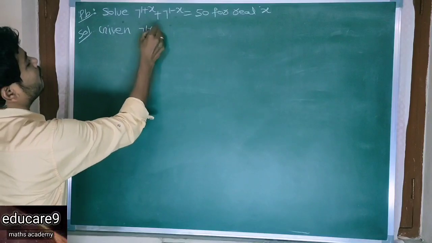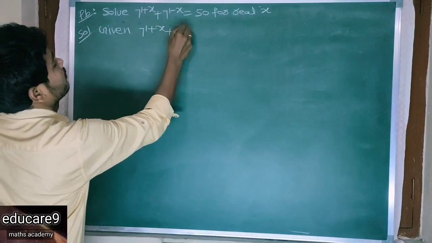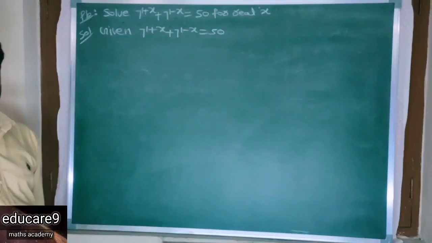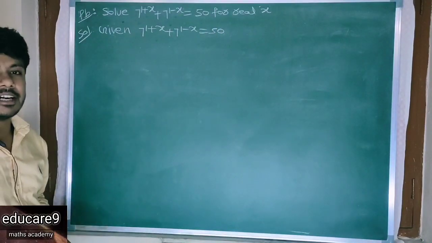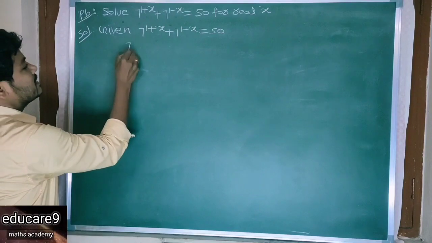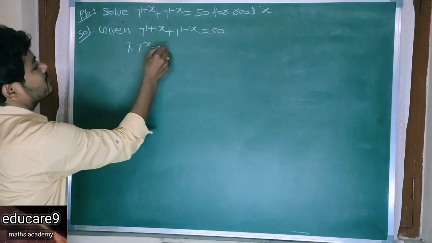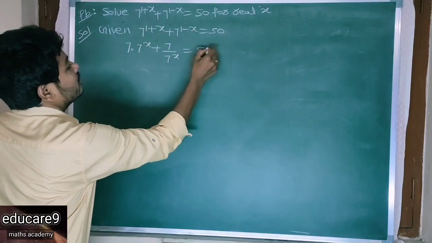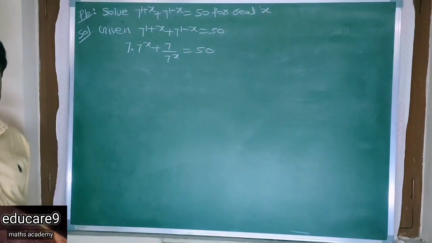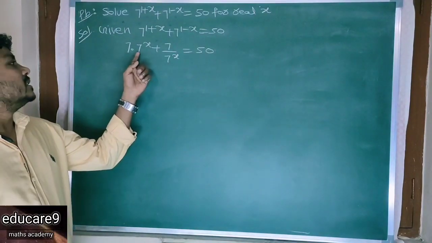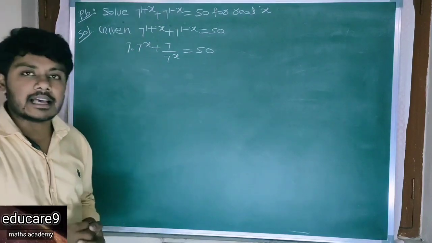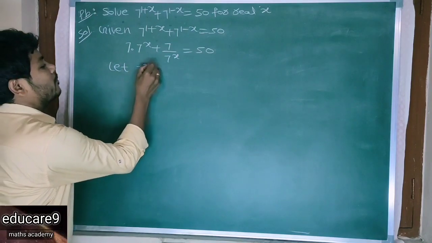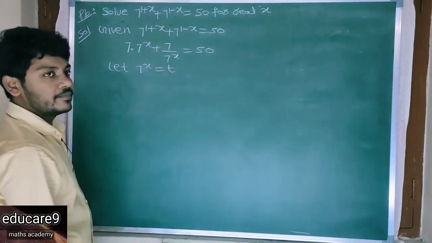7 power 1 plus x plus 7 power 1 minus x is equal to 50. This equation can be written as 7 into 7 power x plus 7 by 7 power x is equal to 50. So here let 7 power x be t.